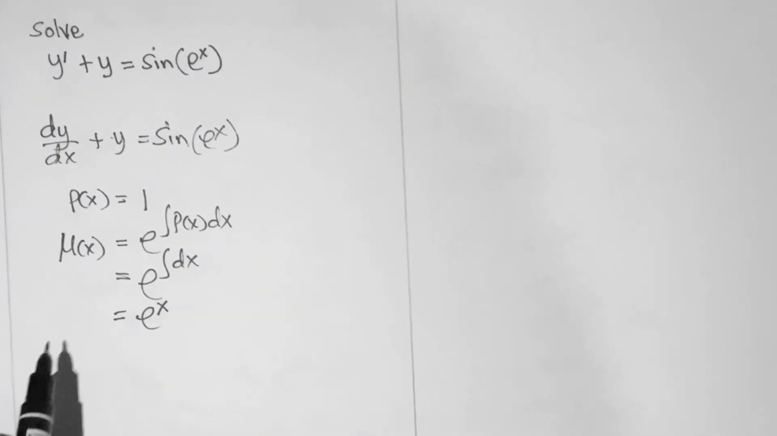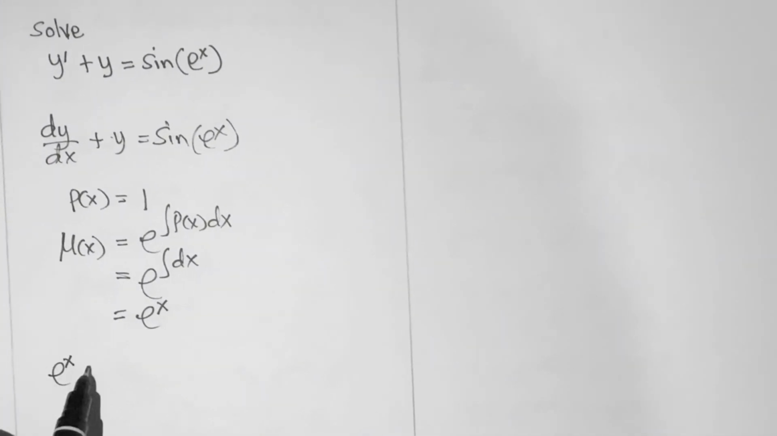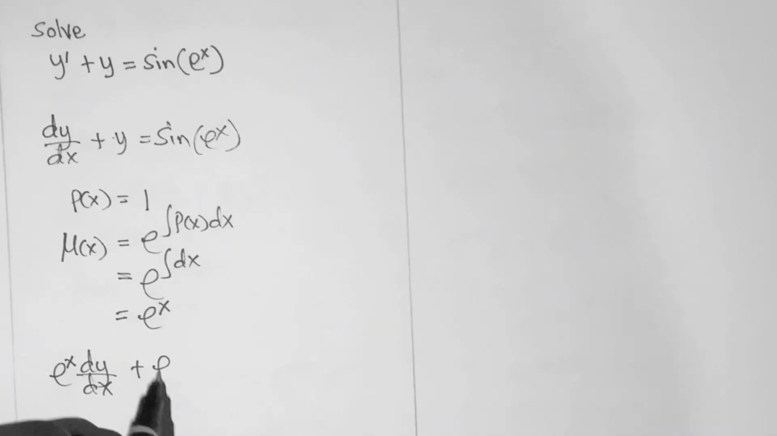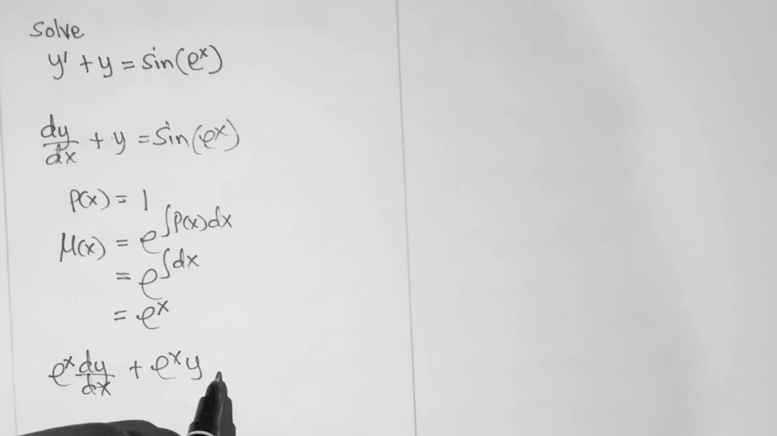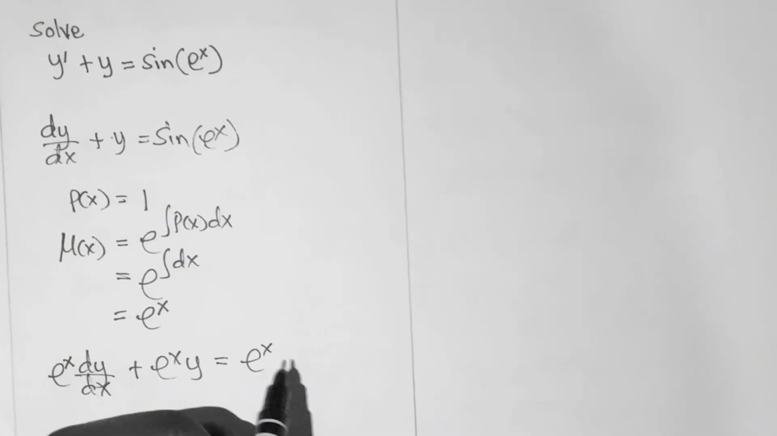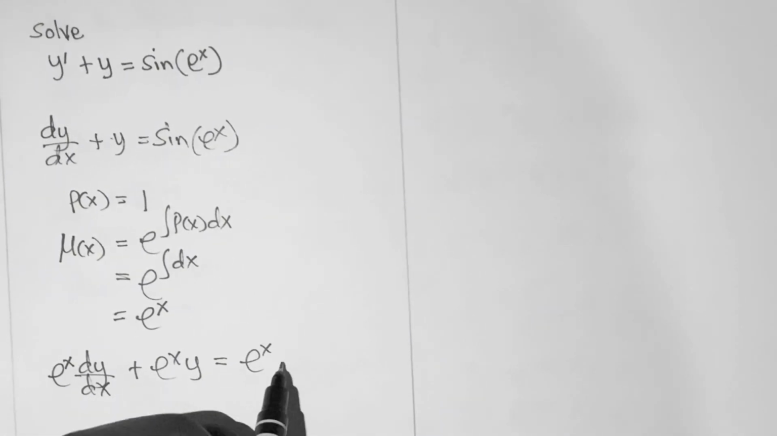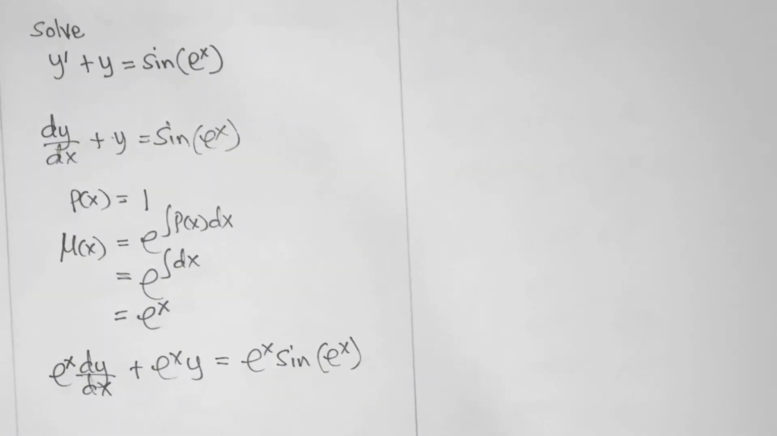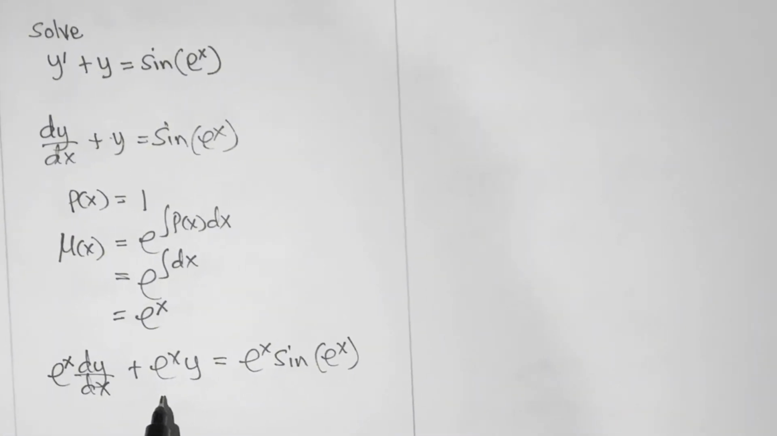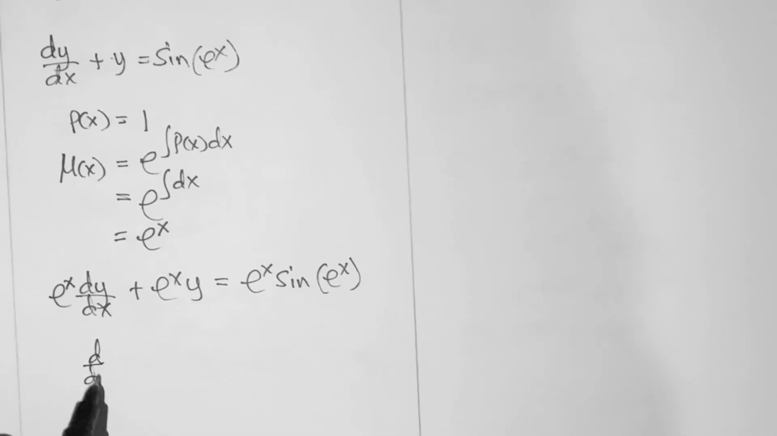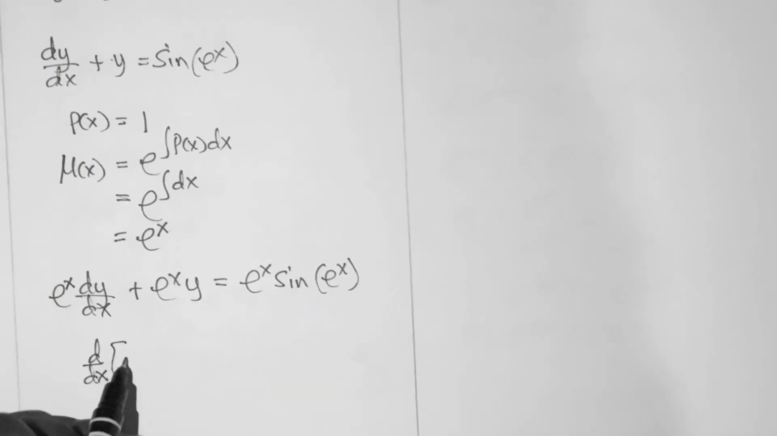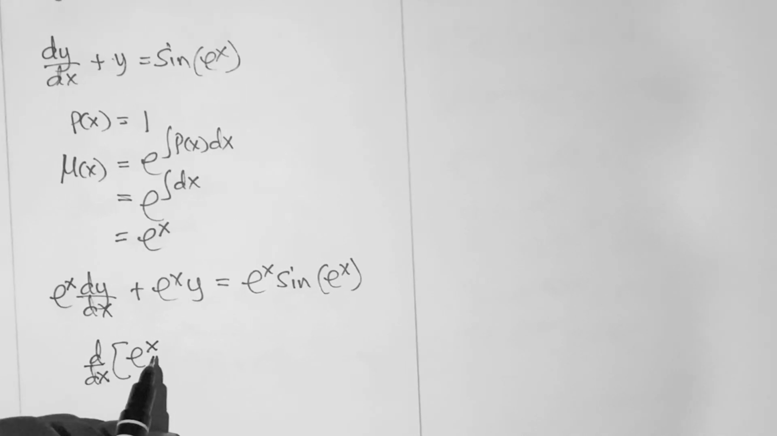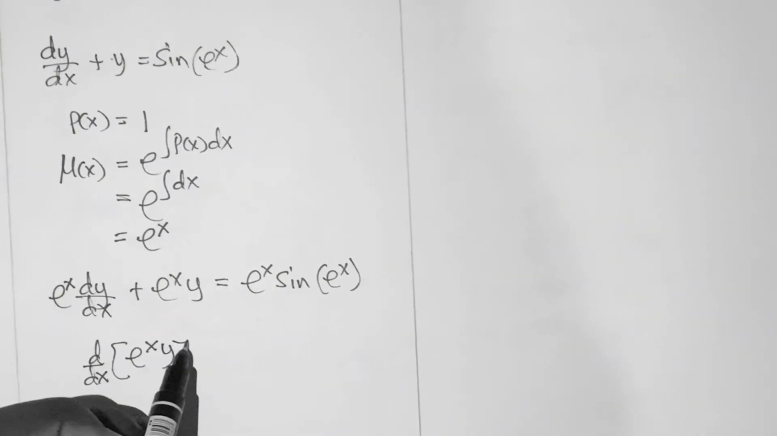So we multiply through. This becomes e^x times dy/dx plus e^x times y equals e^x times sine of e^x. So what we'll do is ask, what is d/dx of e^x times y?